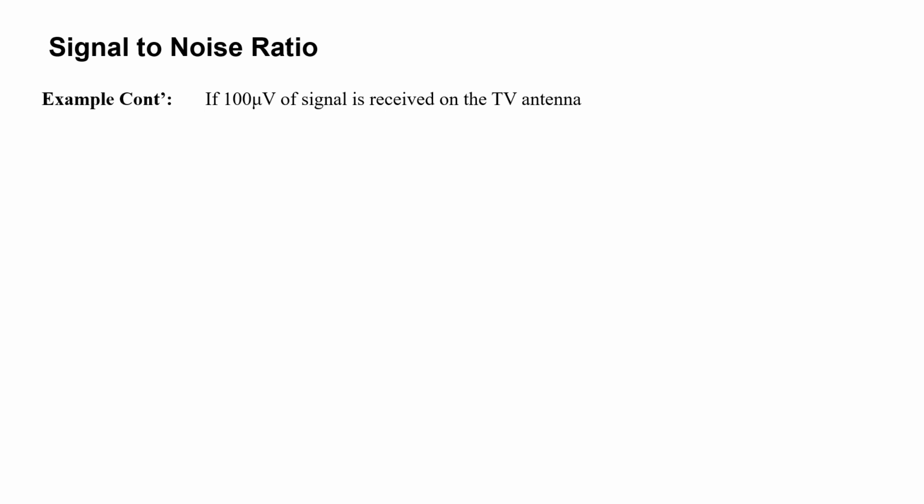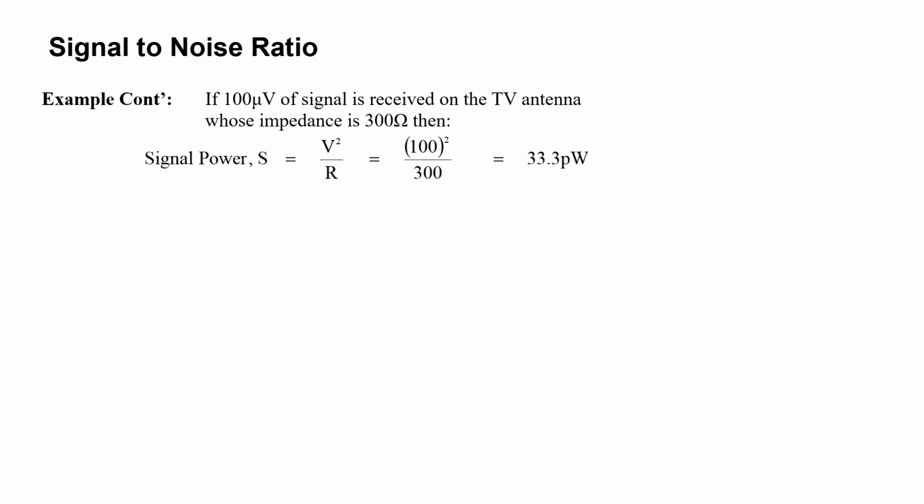If 100 microvolt of signal is received on the TV antenna, whose impedance is 300 ohm, then the signal power at the output of my antenna would be V squared upon R, that is 100 microvolt squared divided by 300 ohm. It will give me a signal power of 3.3 picowatt, which, if I convert it into dBm scale, is minus 74.8 dBm.